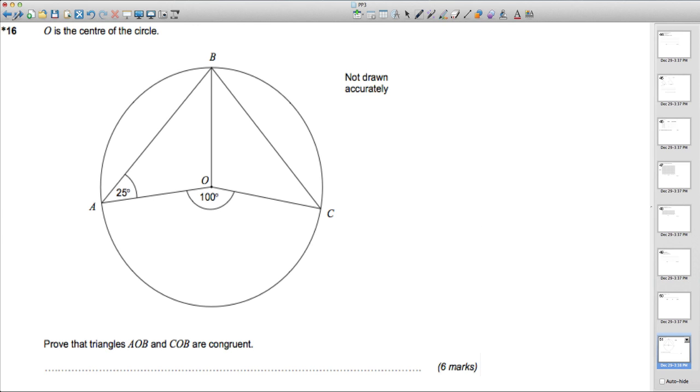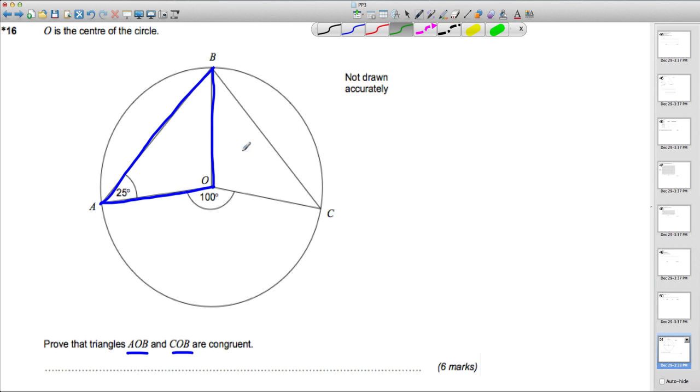Question 16, circle theorems question. O is the centre of a circle. Prove that the triangles AOB and COB, AOB, this one here, and COB, so this one here, are congruent.